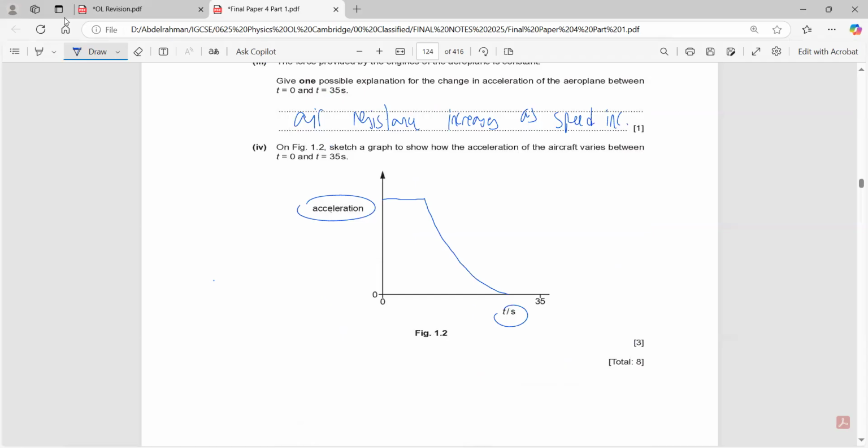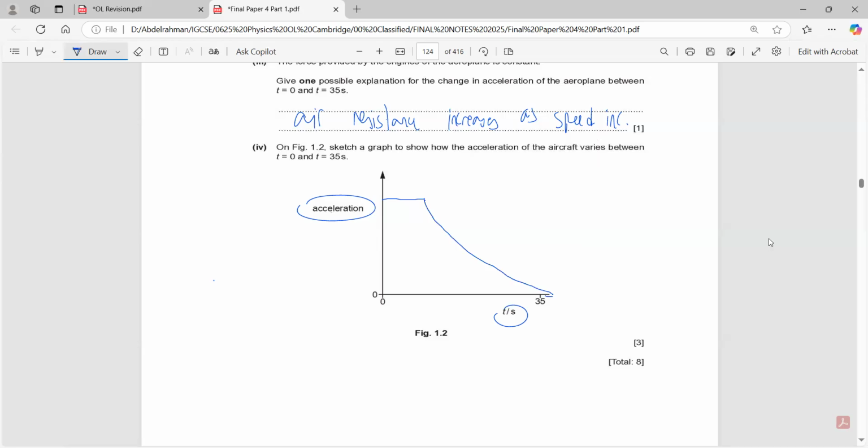Sorry, at 35. I'm sorry, not here. It should end around 35. Just right after 35. It could reach 0 right after 35. This is not a straight line, guys. This is actually a curving line, which would reach 0 after 35.